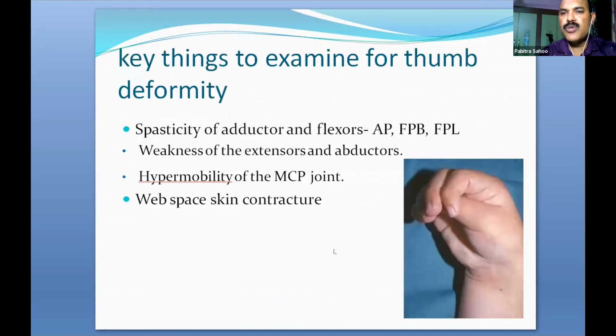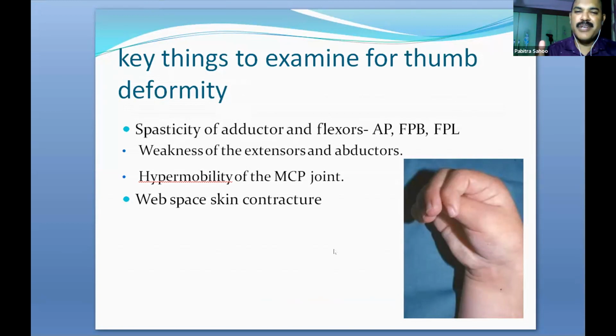So what are the key things to be examined for a thumb deformity in spastic hand? It's because of spasticity of the adductors and flexors. That is adductor pollicis, flexor pollicis brevis, and flexor pollicis longus. These are the three muscles which are often spastic and the major cause of thumb in palm deformity. They are associated with weakness of the extensors and abductors of the thumb. In the long run, they present with hypermobility of the MCP joint.